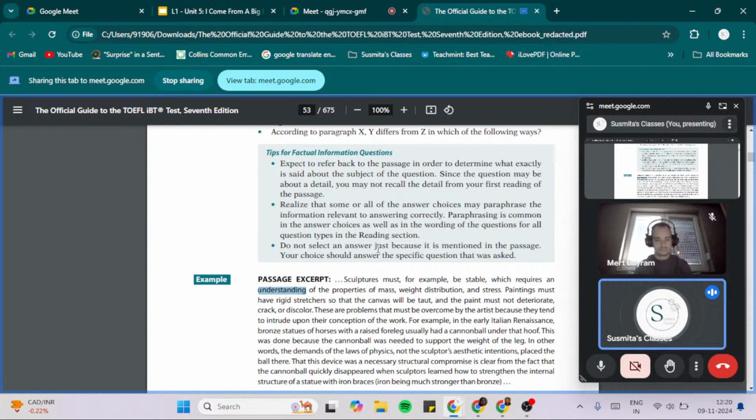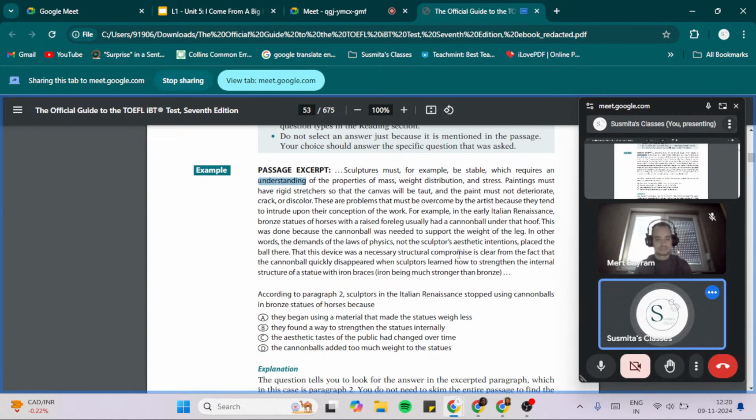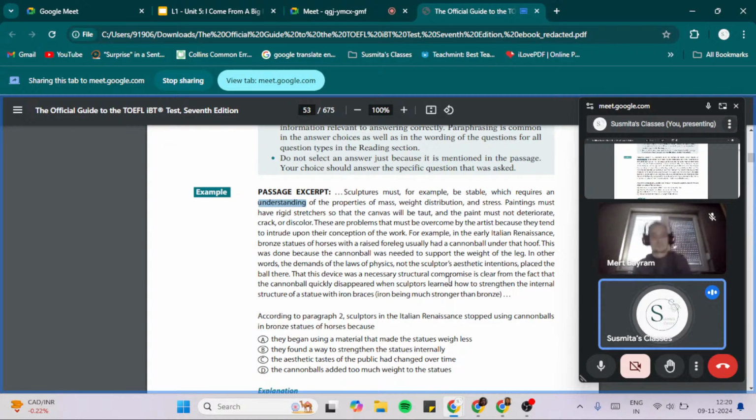Do not select an answer just because it is mentioned in the passage. Make sure you are answering the specific question that is asked. This is a common mistake that students make: they just select the option because it is mentioned in the paragraph. No, you have to make sure that you cater to the question being asked. Now we have one paragraph here. Read it and try attempting the question which is given.